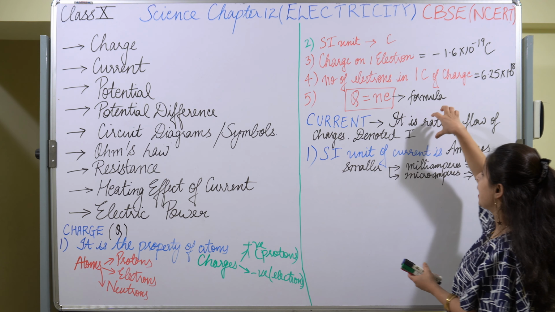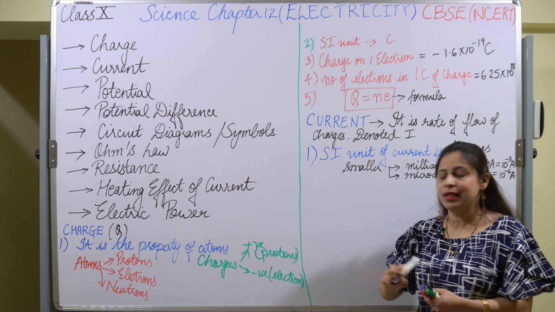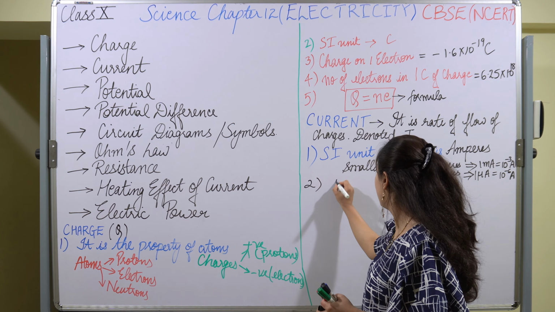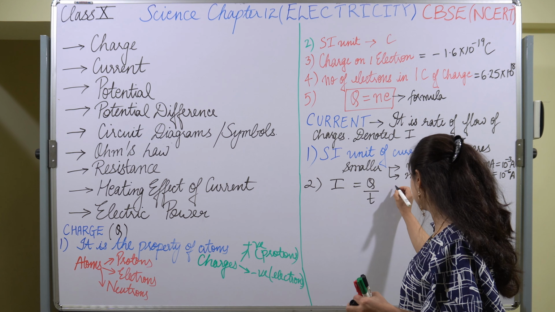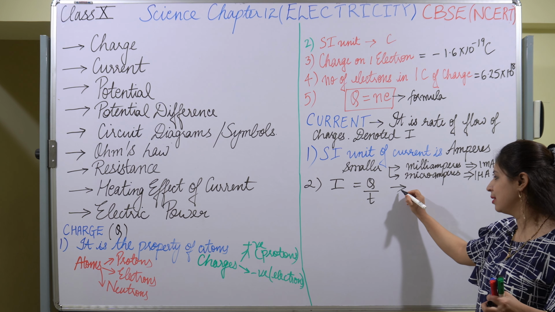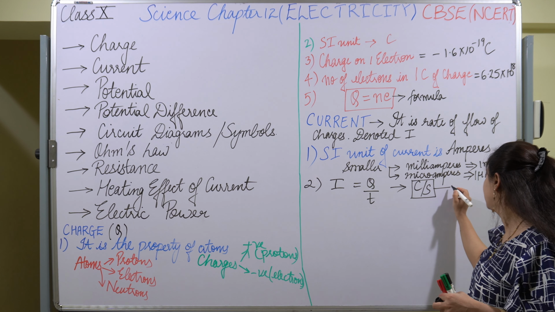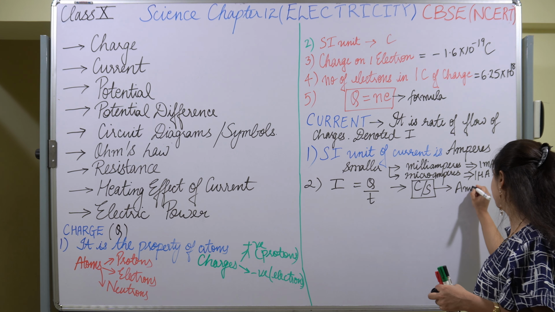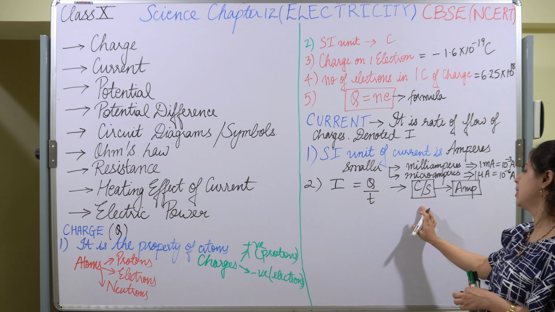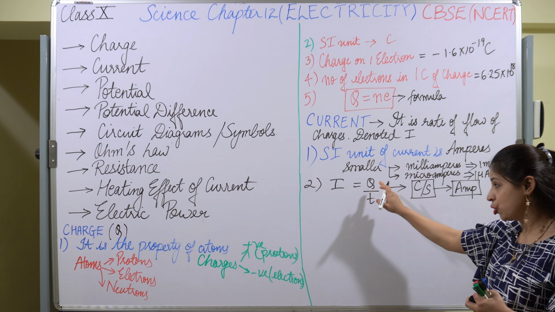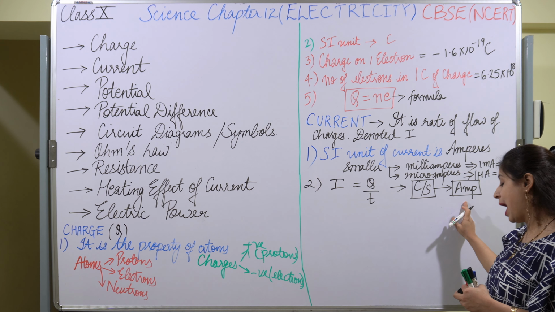Now, as we defined it, it is a rate of flow of charges. So mathematically it is given as I is equal to Q by T, and sometimes the unit comes in the examination as coulomb per second. So coulomb per second is nothing but amperes only. Coulomb is the unit of charge, second is the unit of time. So coulomb per second gives us the amperes.